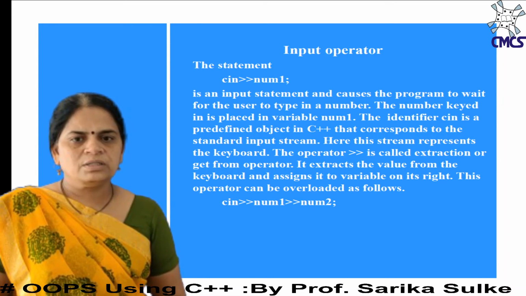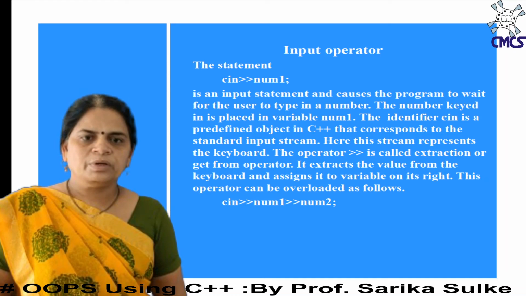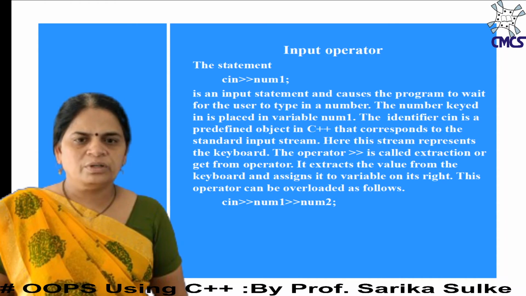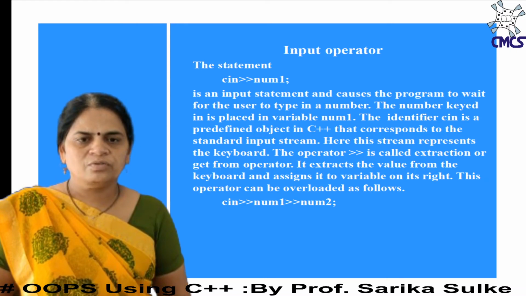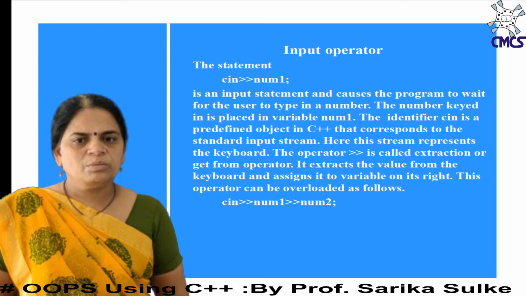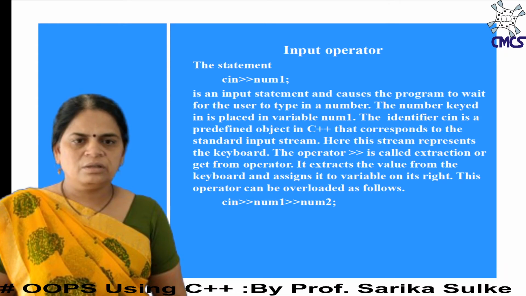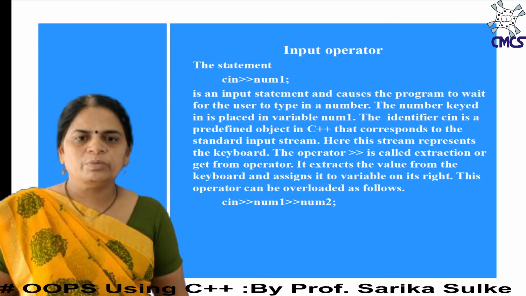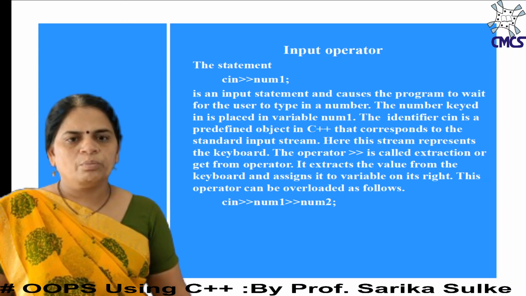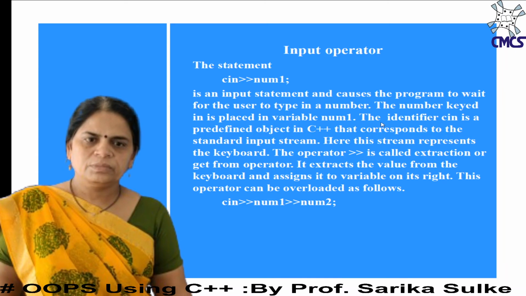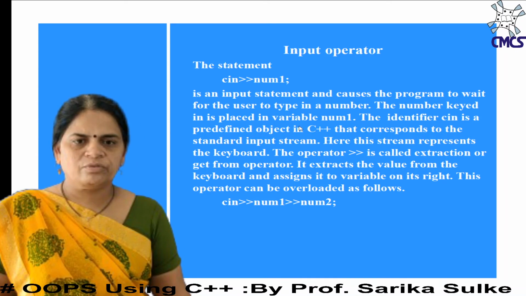The identifier cin is a predefined object in C++. So same as cout, cin is also a predefined object in C++ which is defined in iostream.h. So here cin represents the keyboard. That means whichever value you will give to the computer, it will be given by the keyboard. And the operator is called as extraction or get from operator. That operator is called extraction or get from operator.